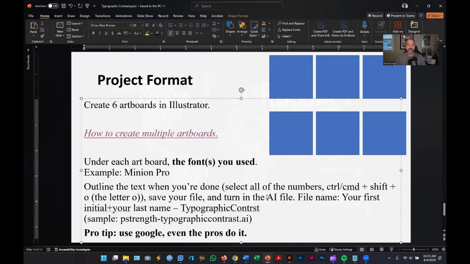You're going to save your file. I need it to be an AI file because we're using Illustrator. And then you're going to put your first initial and your last name and then put the name of the assignment. So for example, I have my name, dash, and then the name of the assignment.